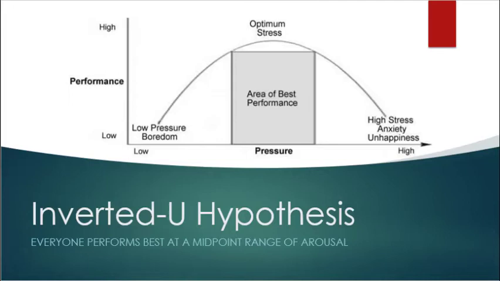A more popular view is the inverted U hypothesis. Now, this theory predicts that everyone performs best at a midpoint range of arousal. As you can see from the graph there, on the bottom edge of the graph is the pressure of the situation. There's either low pressure or high pressure. So that's where your anxiety will be either low or high. And then you can see as you get to the middle part of that pressure, there's optimum stress that we perform best under according to this hypothesis.